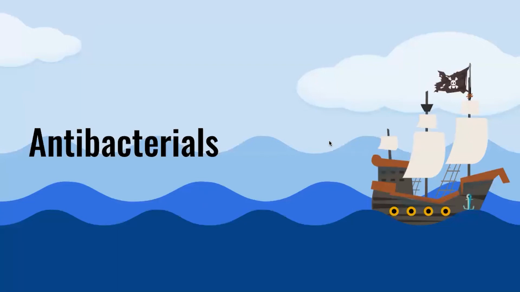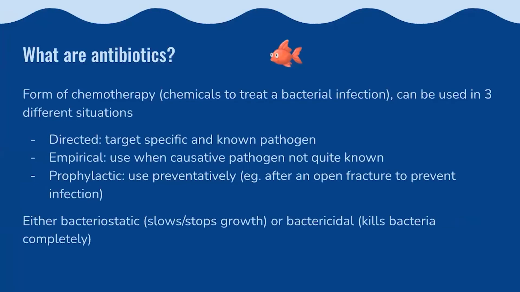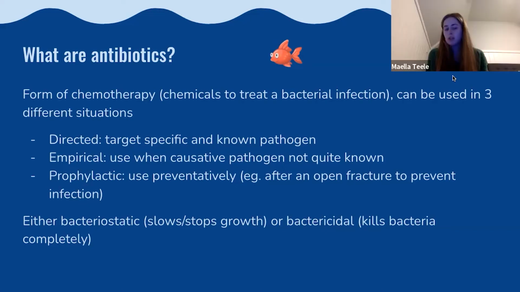Okay, so I'm just going to be touching on some anti-infection drugs. So I'll start off with antibacterials. So antibiotics are a form of chemotherapy, and generally we use antibiotics in 3 different situations. So you've got your directed antibiotics, which is when you know the pathogen and you're targeting that one specific and known pathogen. This is when we prefer to be using antibiotics, because it's when we can use the narrowest spectrum drug possible and we can target the pathogen.